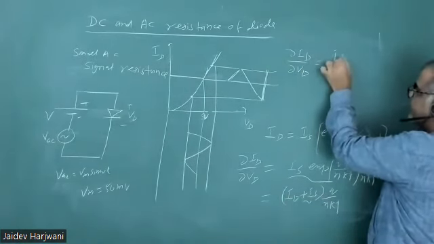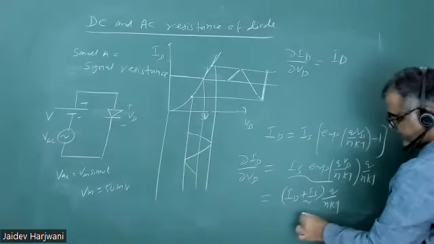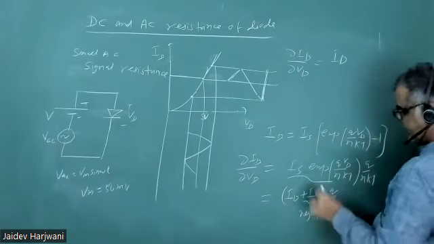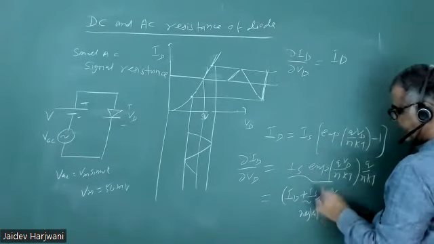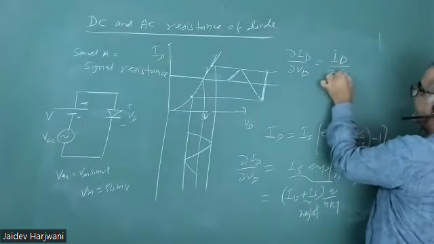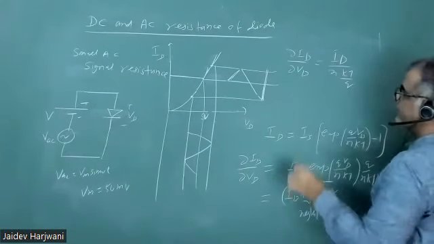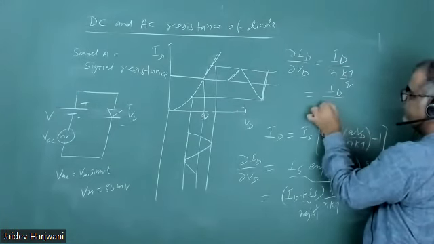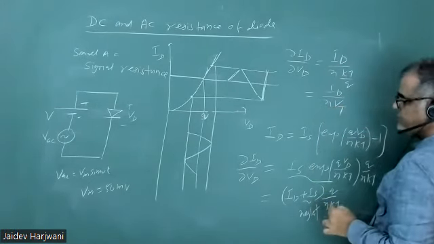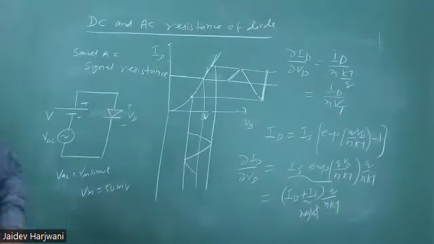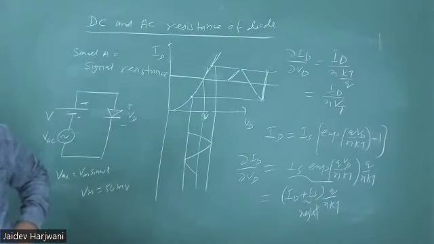Now delta ID upon delta VD is, now IS is very negligible compared to ID. So I can replace this by ID. I can neglect this IS. And then you have Q upon NKT. So I can write this as NKT by Q, and this is equal to ID. KT by Q is what? Thermal voltage, what we already saw. KT by Q is thermal voltage. So ID upon eta VT.